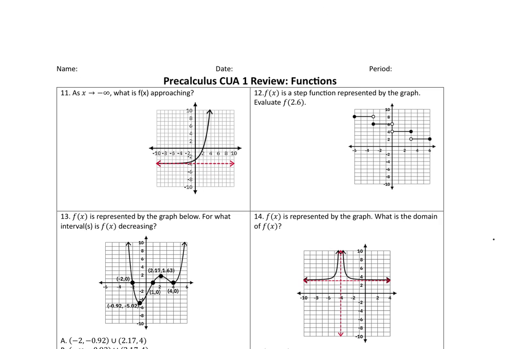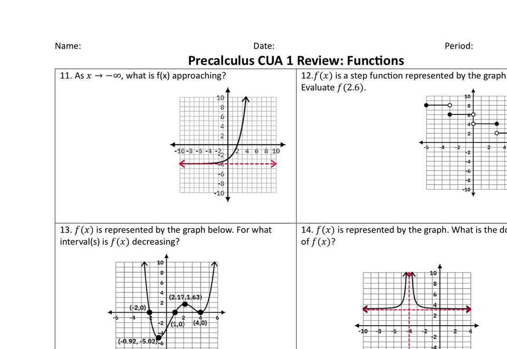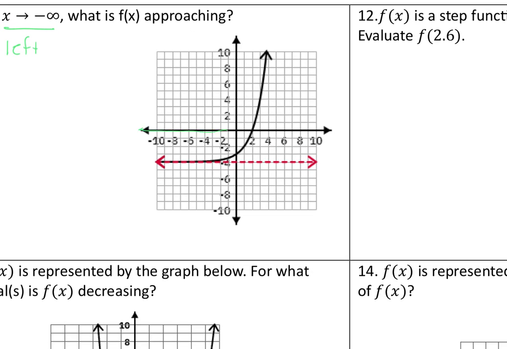Okay. As x approaches negative infinity, what is f of x approaching? So we're going to look right here. We're going to go to the left. As my graph goes to the left, the graph is approaching this asymptote, which happens to be at -4. So f of x is approaching -4. The height of the graph is going to -4.